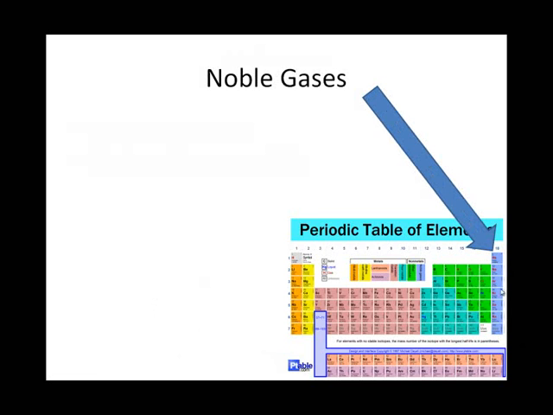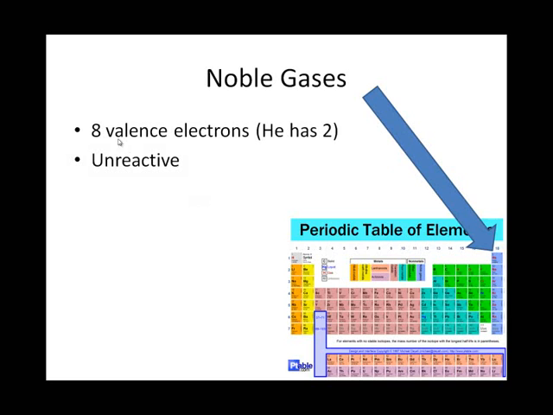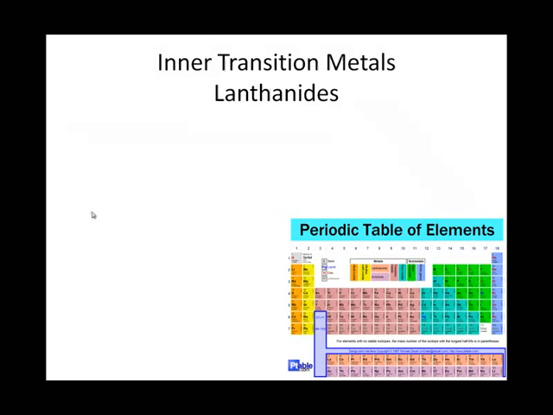Then we have the noble gases over here on the far right. These all have 8 valence electrons except helium, which has 2. So they have a full valence or outer shell. And because they have their 8, they are unreactive. They do not need to combine with other elements or lose or gain electrons because they have what makes them nice and stable, which is 8 valence electrons. And they are all gases at room temperature.